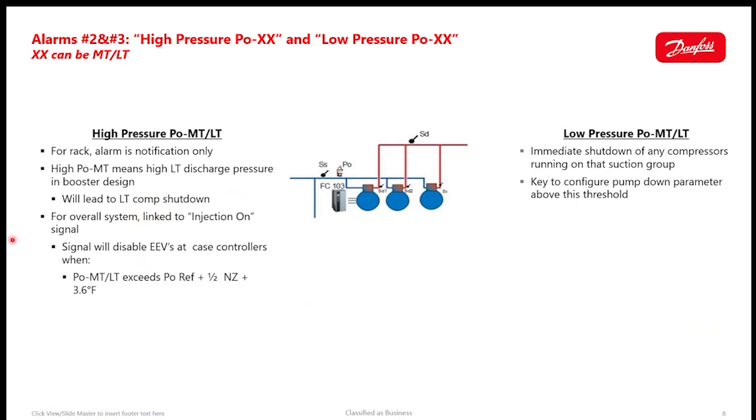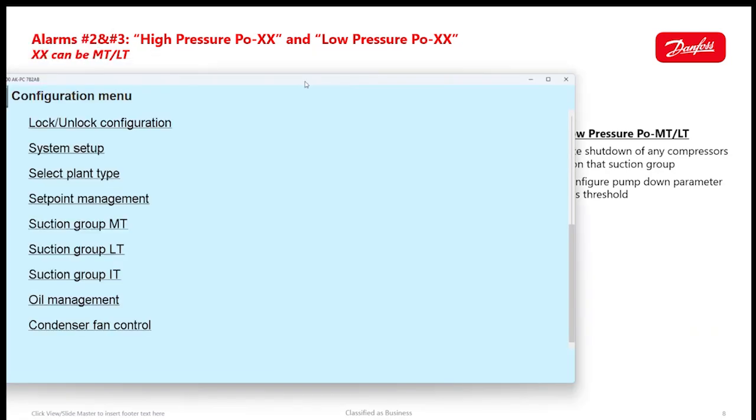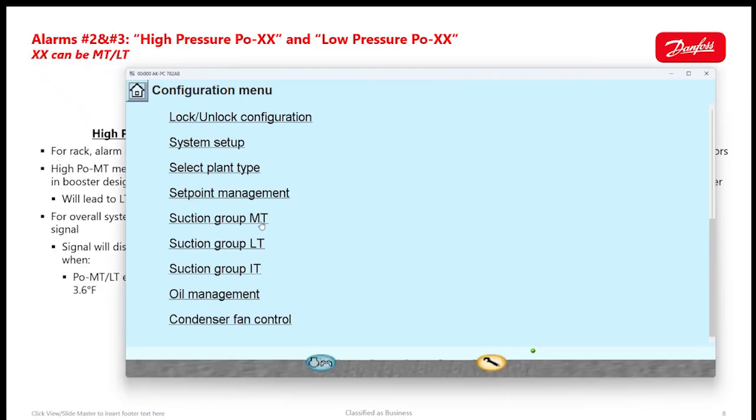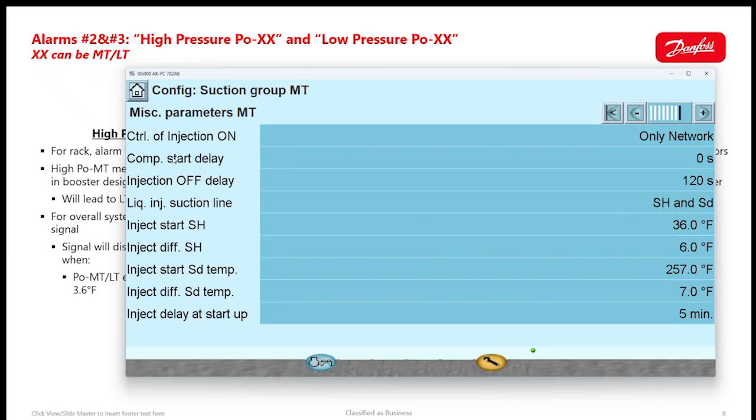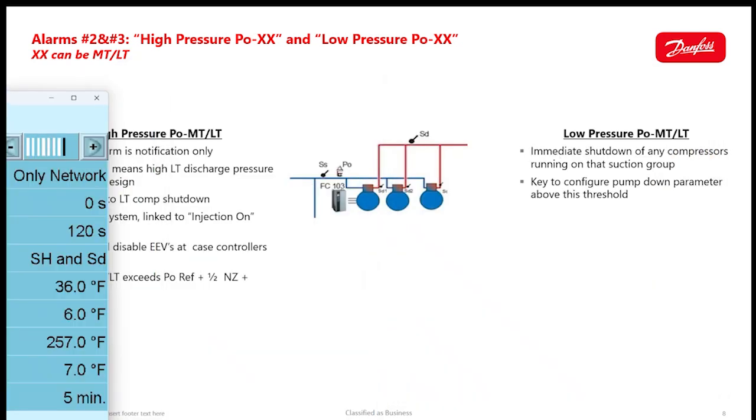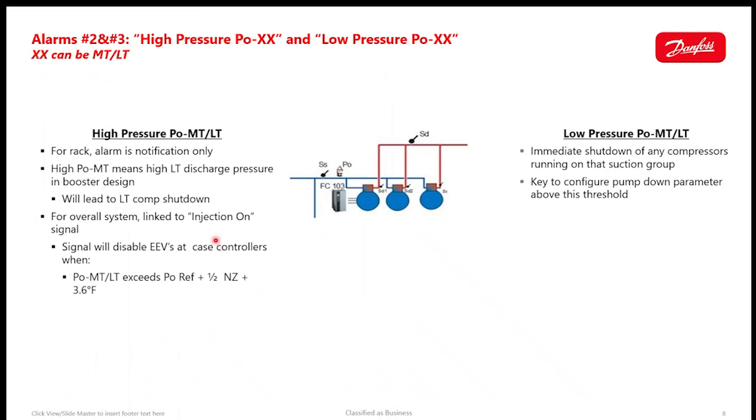What action will be taken that isn't directly tied to the high suction pressure, but is somewhat related, is if we go back into our medium temp suction group's program, under the final page of our suction group configuration. This is going to be the same for low temp or medium temp as well, but there's the setting for injection on. If you recall some of our conversation back in lesson 1, that injection on signal is meant to disable the expansion valves down at the case controllers when suction pressure gets too high on that suction group.